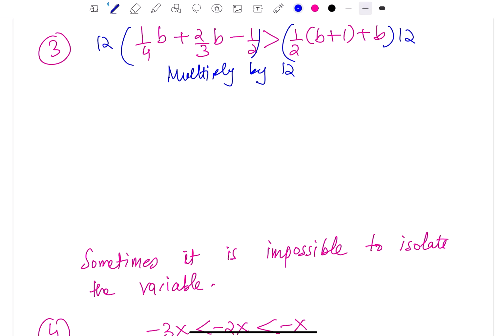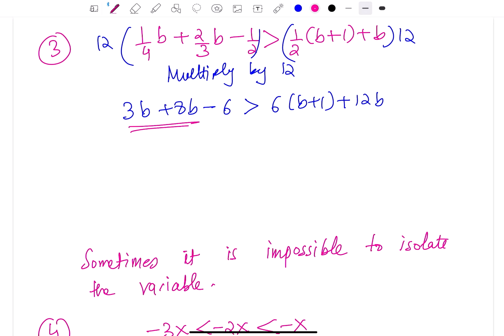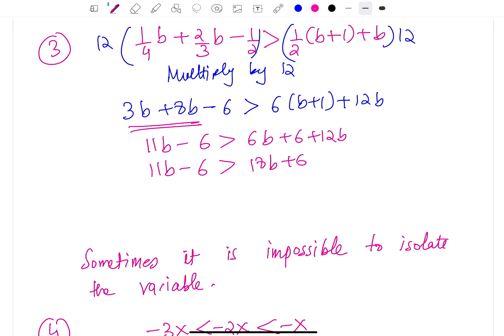And that leaves me with 3b. 12 times 1/4 is going to be 3b. 12 times 2/3 would be 8b, plus 8b. And 1/2 times 12 is going to be 6. Plus 1/2 times 12 is going to be 6b plus 1 plus 12b. Let's combine the like terms on the left-hand side. 3b plus 8b is going to be 11b minus 6 greater than 6b plus 6 plus 12b. 11b minus 6 greater than 18b plus 6.